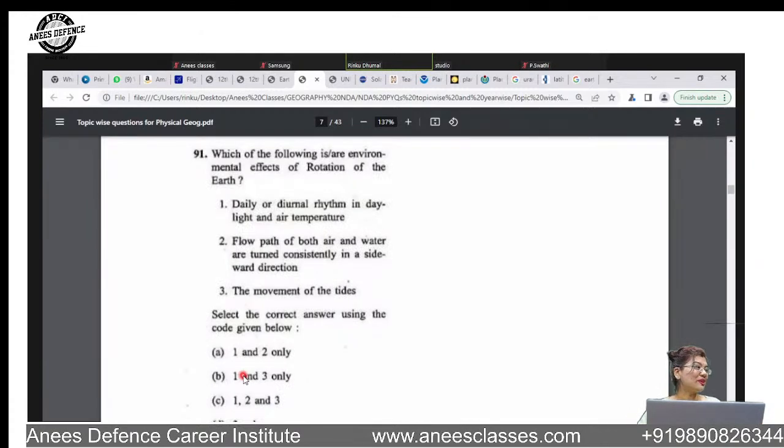Now, this is something ideally you should have known way back in 6th or 7th standard, right? But if you ask it in a more technical fashion, then it feels like a difficult question.